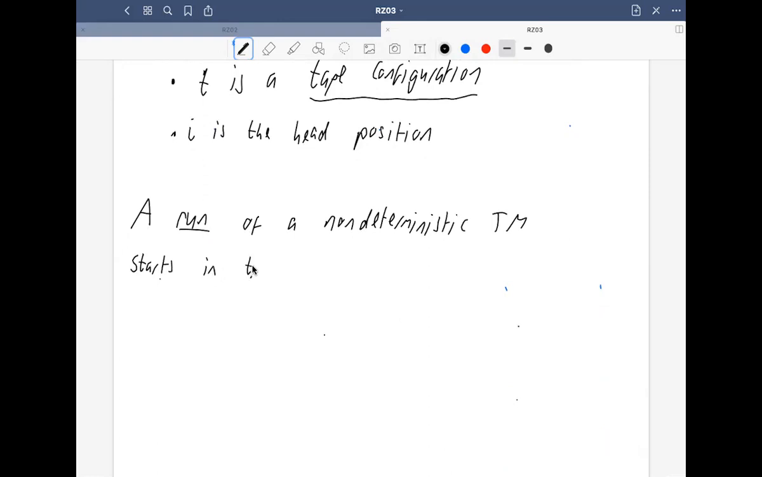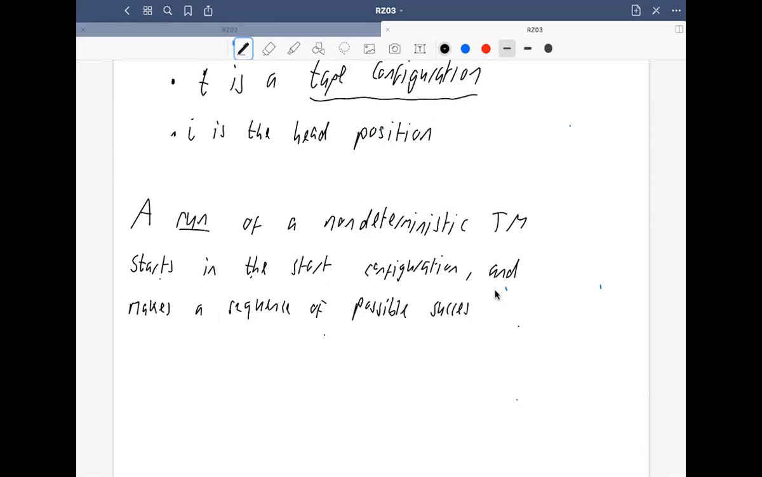It starts in the start configuration and makes a sequence of possible successor transitions. So we go from one configuration to a possible next configuration, and then from that configuration to a possible configuration that follows that.